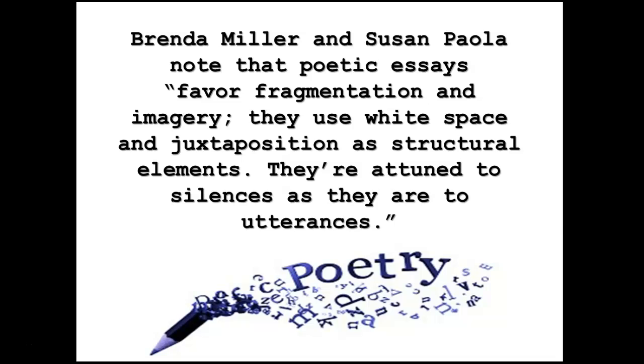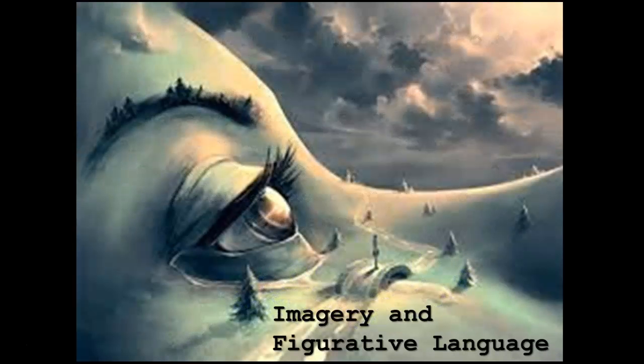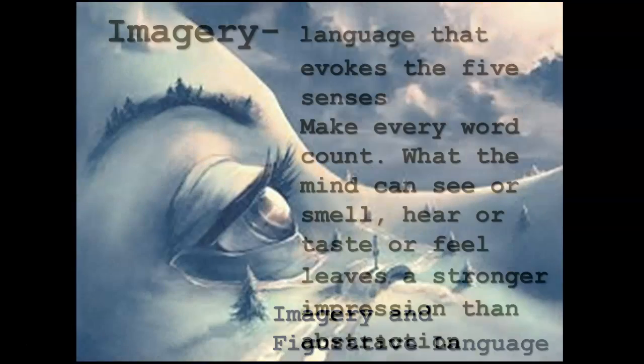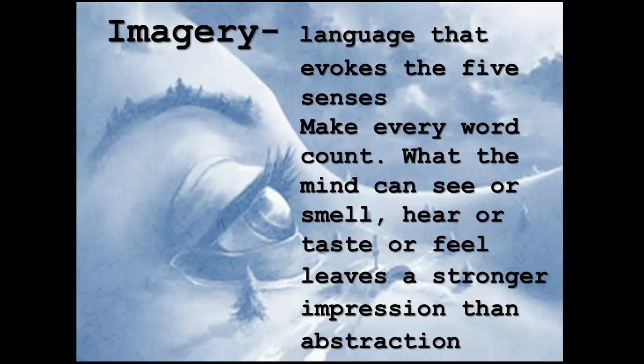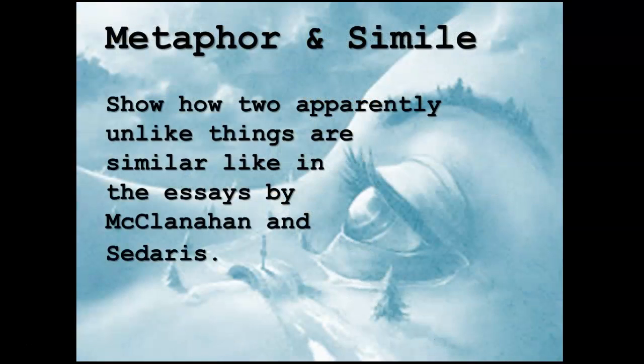Take, for instance, Rebecca McClanahan's Life Rower essay. Right? She uses the white space there, the way that a poet uses stanzas, line breaks. So let's talk about how to do that. First, imagery and figurative language. Imagery, of course, is language that evokes the five senses. Make every word count. What the mind can see or hear, smell or taste, or feel, leaves a stronger impression than, say, abstractions do.